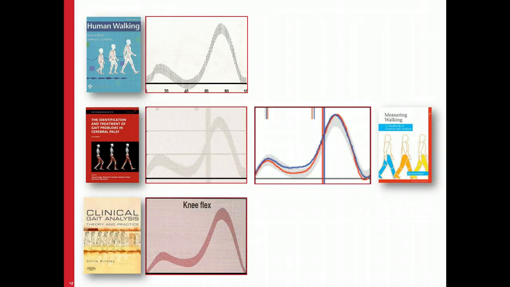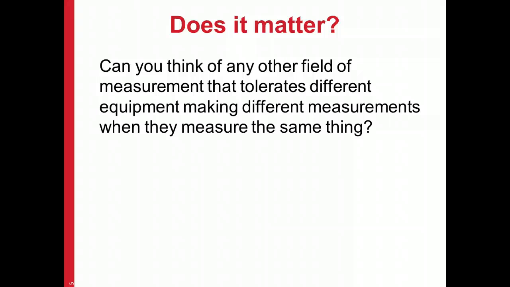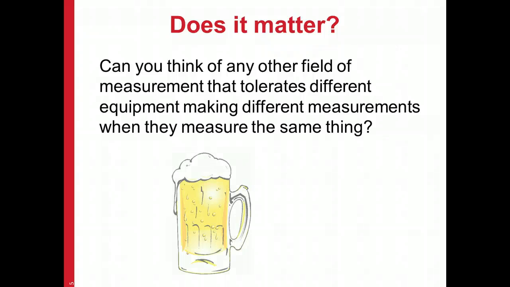And if we look at yet another data set, we'll find that this suggests that there is more extension at initial contact, but much more flexion than in the other data in late single support. The data is quite clearly similar in its broad patterns, but quite different in its detail. Does it matter? Well, at one level, if we're all comparing our data against our own normative data, then no, it doesn't. But can you think of any other field of measurement that tolerates different equipment making different measurements when they're measuring the same thing?